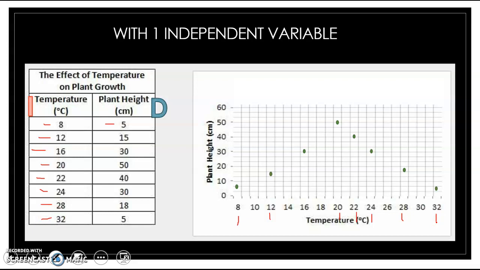So notice how changing the temperature does seem to affect the plant height. It looks like the best temperature would be at 20 degrees Celsius because that has the most height on the plant, 50 centimeters. Also for graphs, you need to have a title.